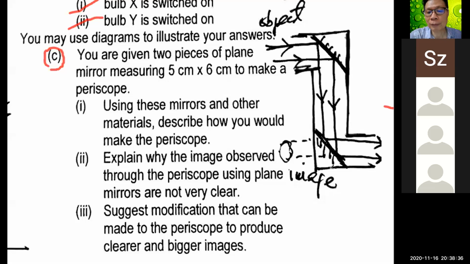Okay, now not finished yet. Then the last sentence, you should write this: the observer sees an image of the object from behind the second mirror. Behind the second mirror. This one is the first mirror, this is the second mirror. Behind the second mirror. Okay, got it?